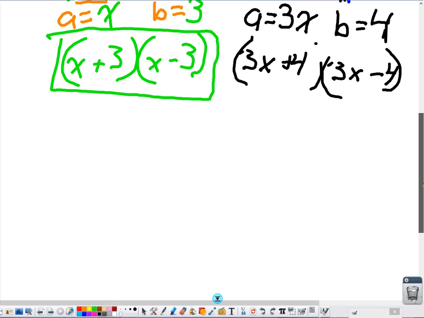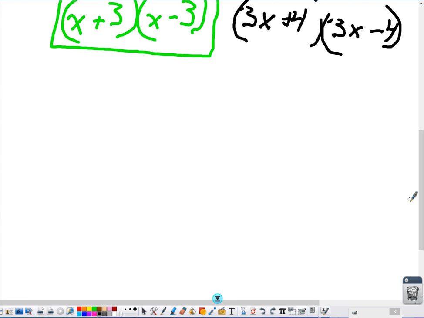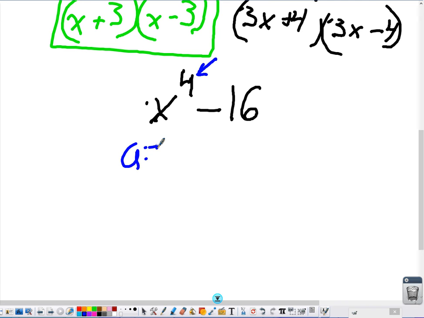Now, before I set you off to do the worksheet on your own, I do want to look at one more type of problem that looks a little scary, but really isn't that horrible. So we are going to look at x to the 4th minus 16. This is a very special problem. Now, the first thing you're going to notice is that that is not an x squared. And so you can say, well, Davis, how do I take the square root of that?